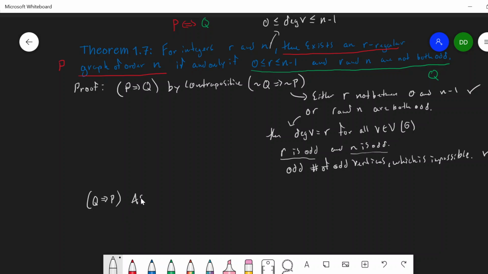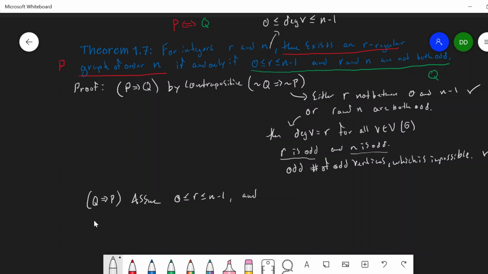So we'll assume here that R is between 0 and n minus 1. And we have a couple cases to consider. So R and n are not both odd. That means that we could have R and n be both even. We could have R even and n odd, or we could have R odd and n even. So we can really split this into two cases based on R. R is either even or it's odd. And if R is odd, we get to assume that n is even.